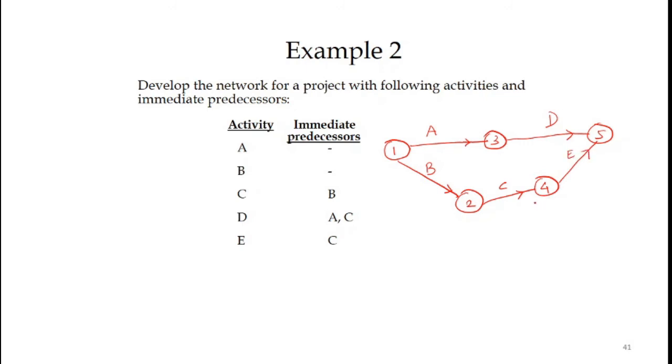So now to make it logical, what we can do is we can join these two events with an activity called dummy activity. And if we would have joined activity C with this one, we would not be following the condition that E has a predecessor C. So to make it logical, we have drawn it in this fashion.